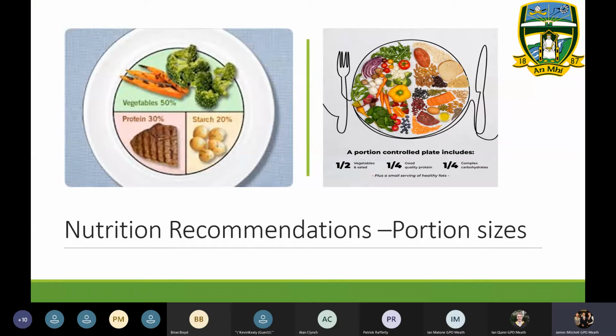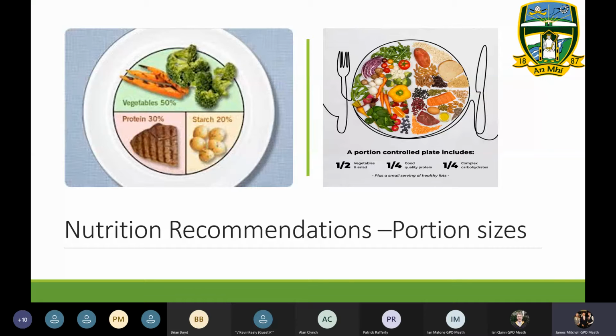I have two different infographics or pictures here. They're pretty visual, and they are what they are. On the one on the left, we have your vegetables, which make up half your plate. Your protein should make up about 30% of your plate, and starch or your carbohydrates making up the other 20%. So that's 100% of what you should be eating in a meal.